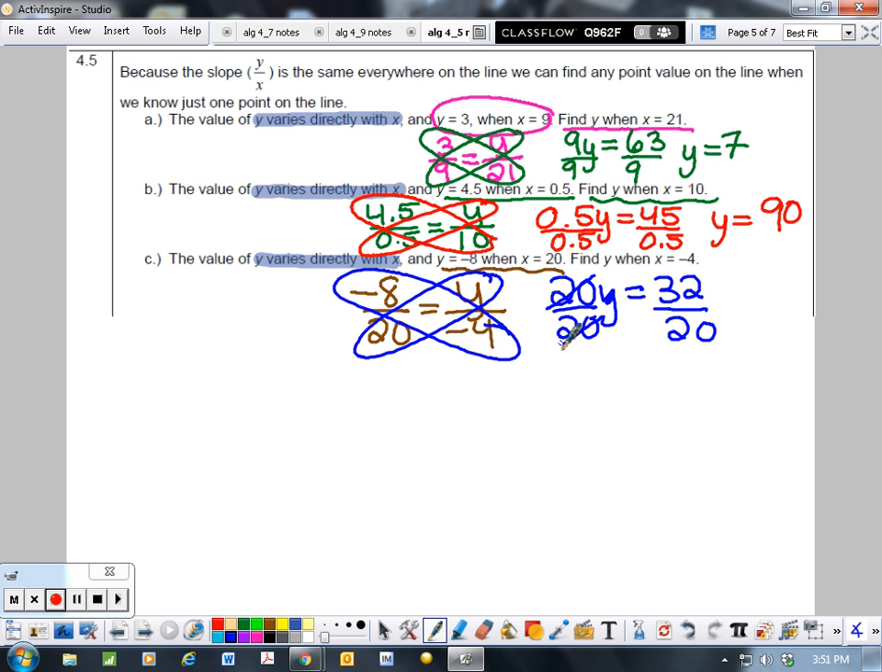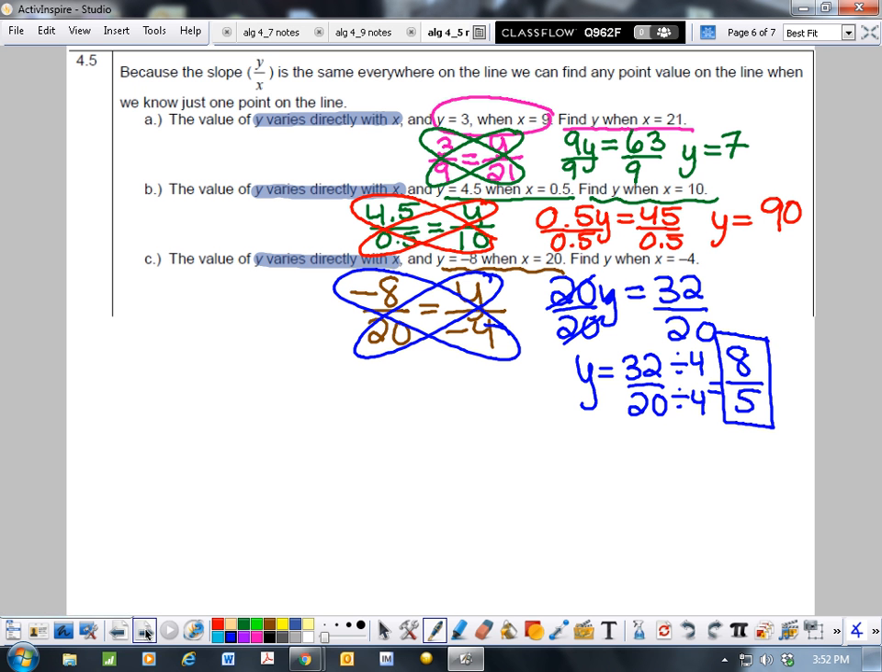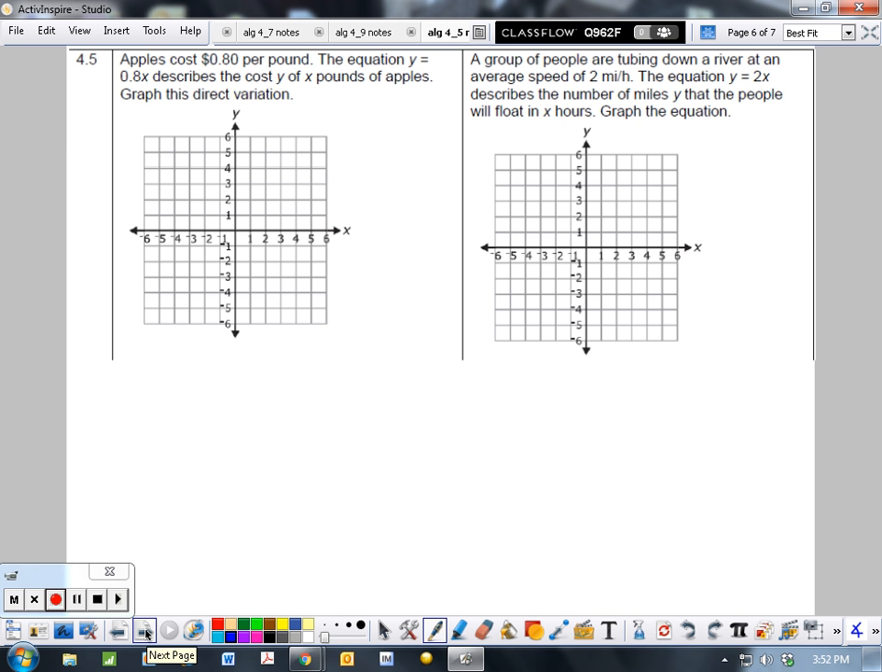So now I'm going to go ahead and reduce this. So if this is 32 over 20, I'm going to try and figure out the biggest number that goes into both. So I know that 4 can go into both. So 32 divided by 4 gives me 8. 20 divided by 4 gives me 5. So my value for y is 8 over 5. And there's direct variation. Okay, so more direct variation.